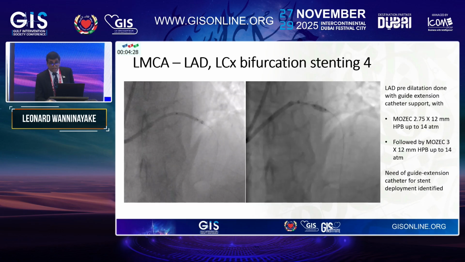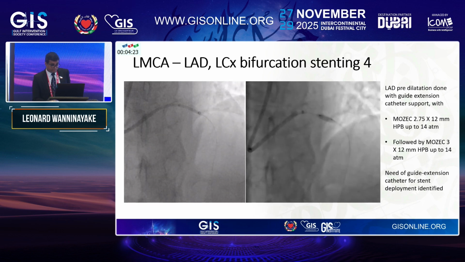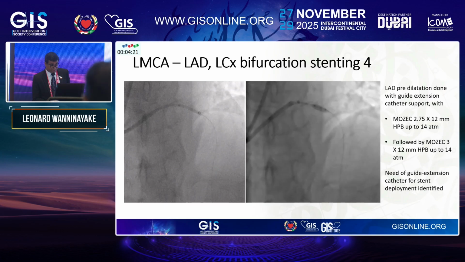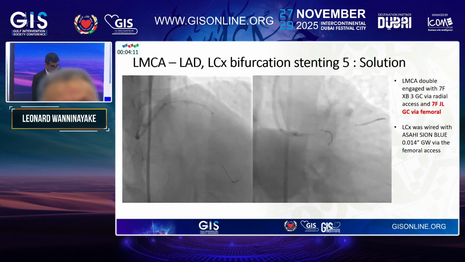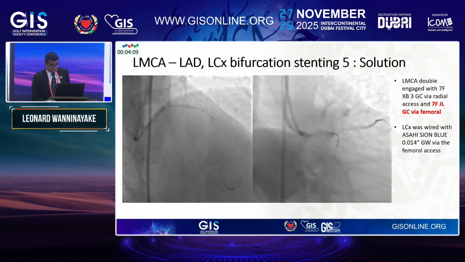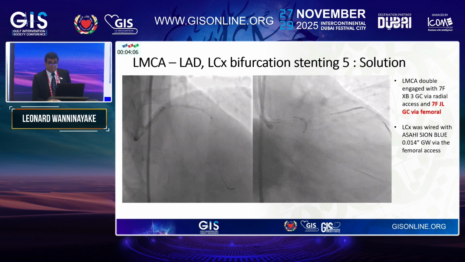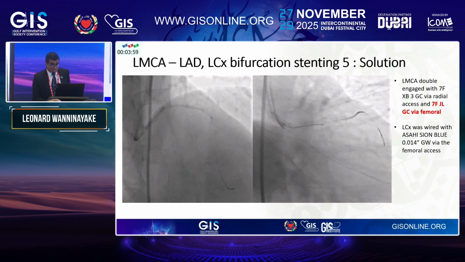However, we were planning to go for a mini crush technique, and when we tried to put the crush balloon into the circumflex, we found difficulty passing the balloon through the same guide catheter. So the challenge was noted, and to overcome it, we obtained femoral access and engaged the left main with a JL guide catheter. With that, we wired the circumflex separately, and through that we passed the crush balloon to the circumflex.